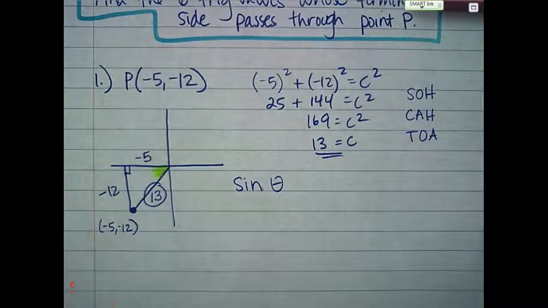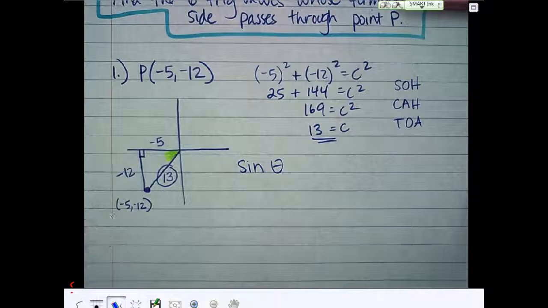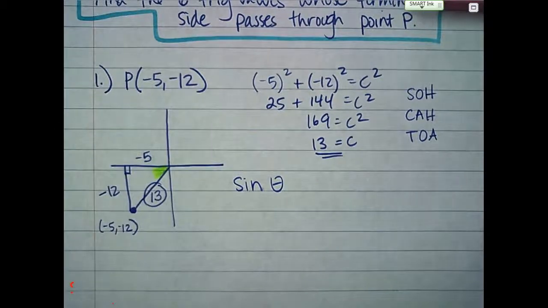Well, how do we find sine? If I'm on my unit circle, sine is y, but we aren't on the unit circle. Sine is opposite over hypotenuse. Look at your picture. This is my angle. Opposite is right here, isn't it? And adjacent, guys, is always x. Okay, so I want opposite over hypotenuse. So what do I want? -12 over 13.